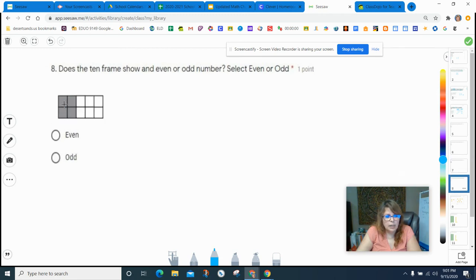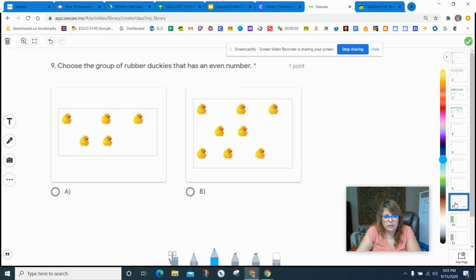Let's go to the next one. Pair, pair. There's 4 boxes, and there's no leftover, so that's an even number. See how fast we're doing it? Now it says, choose the group of rubber duckies that has an even number. So we're looking for an even number.